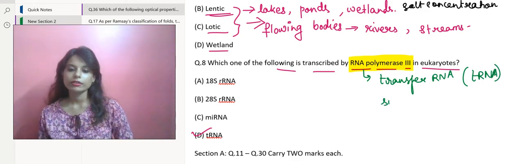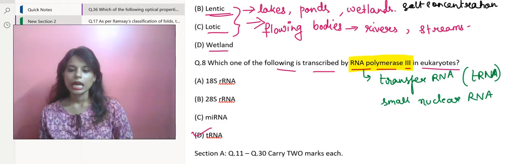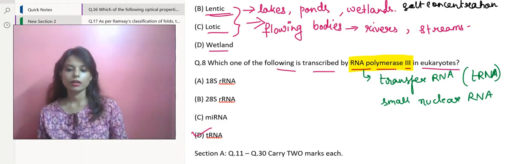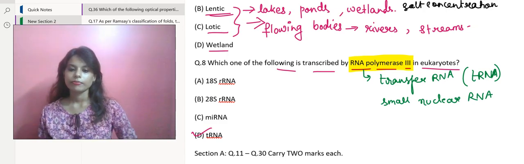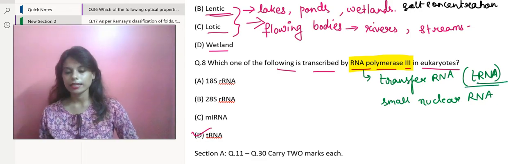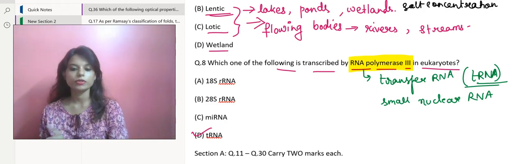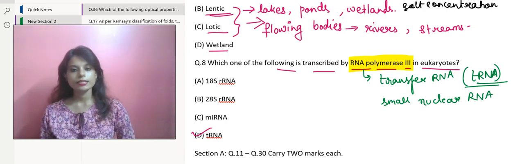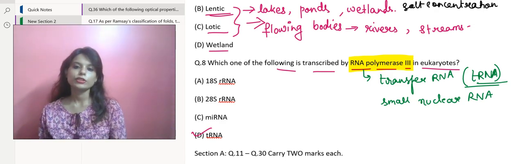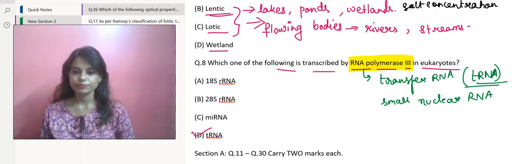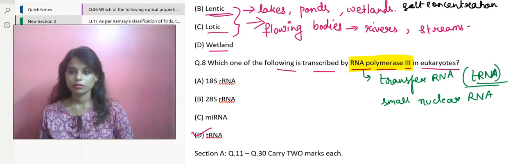Then small nuclear RNA, and some small nucleolar RNAs. And tRNA is responsible for carrying the amino acids to the ribosome during protein synthesis, and is therefore essential for the translation of mRNA into proteins. Okay, that was all about the tRNA.